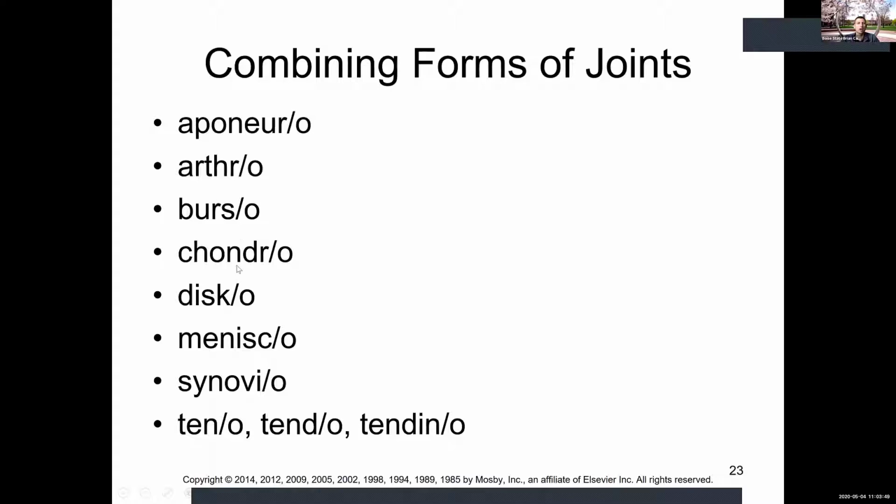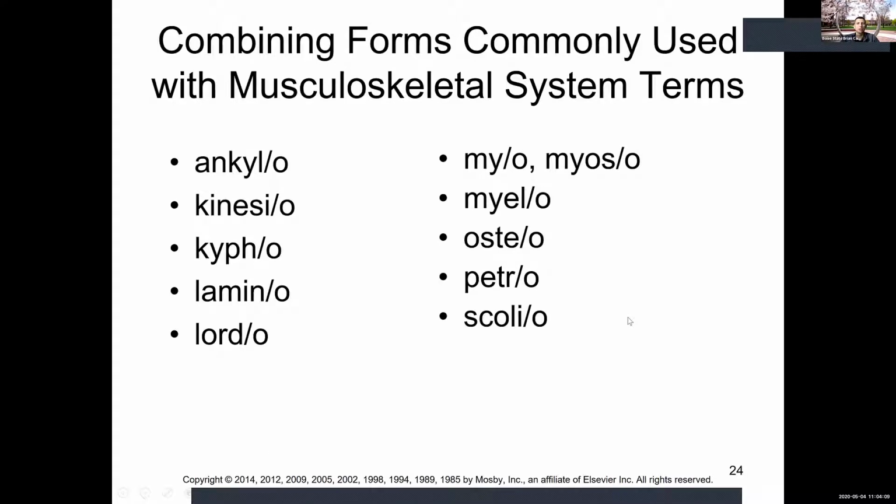Bursa, bursa sac, chondro, cartilage, disc, disco, again, so like vertebral discs in your back, meniscus, the synovial fluid, tendons, tendineae, all of those, again, demonstrating their combining forms. Musculoskeletal specifically, ankylo, kinesio. Kinesio, you're going to see a lot in that kinesiology or kinesthetics is basically just like movement. And so you'll see that sort of used in a lot of different ways because it's a very broad term, just meaning movement.